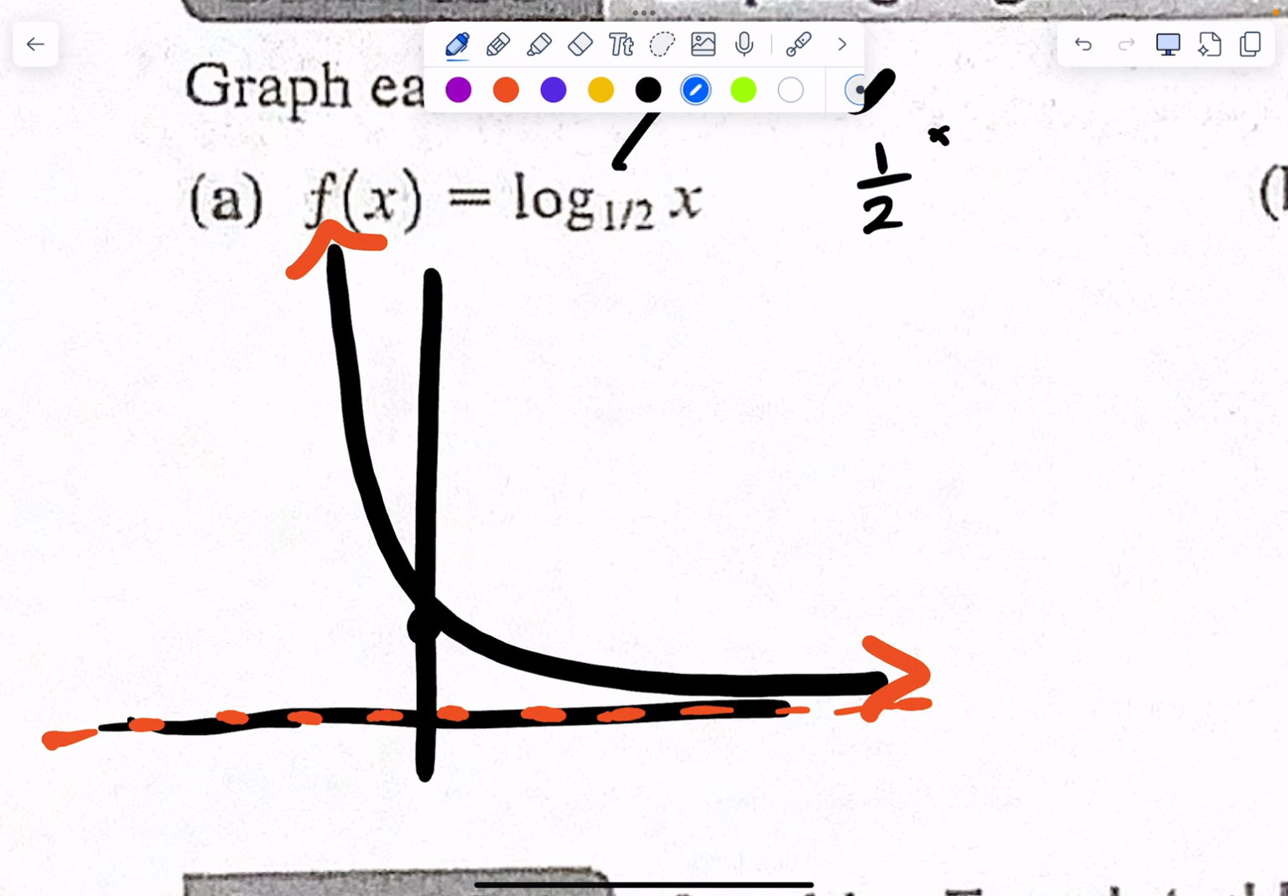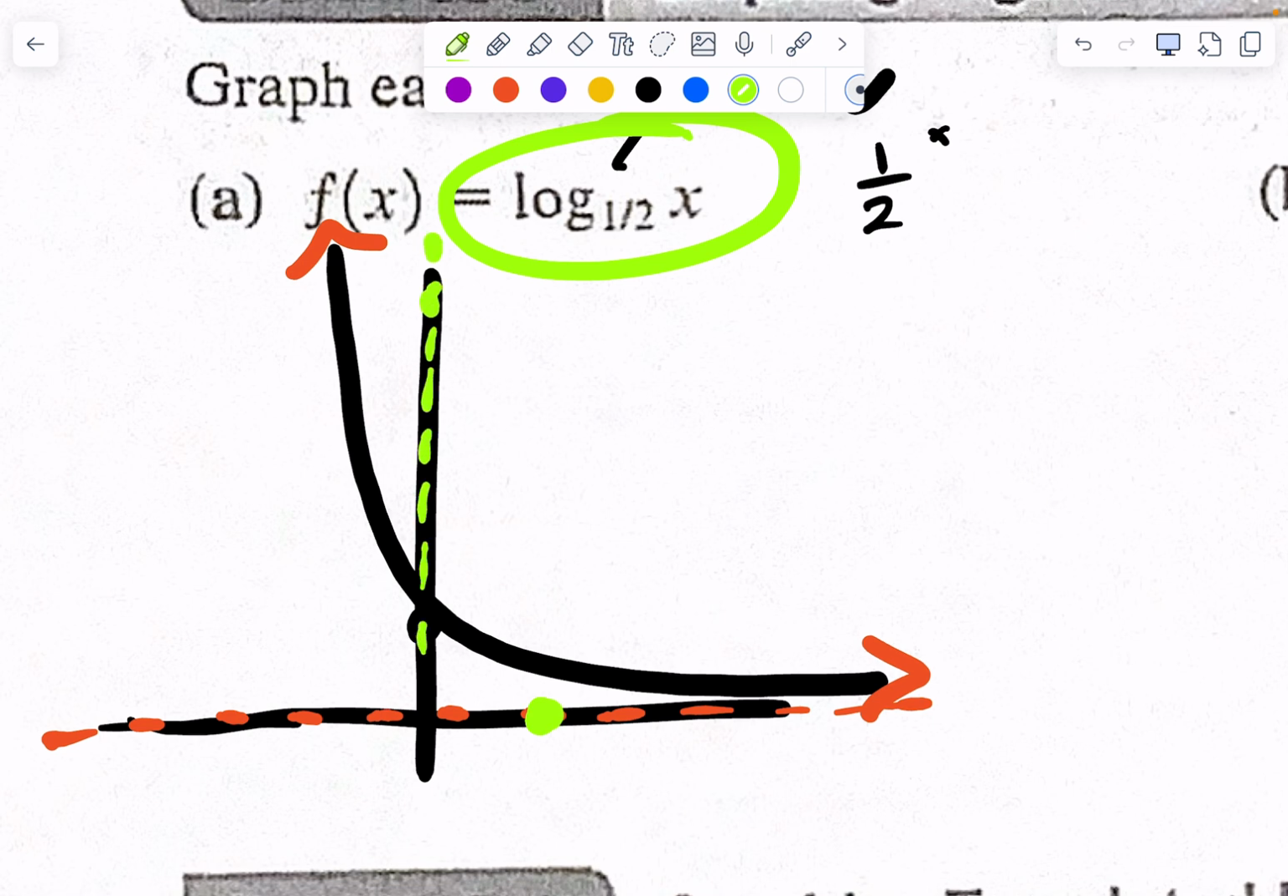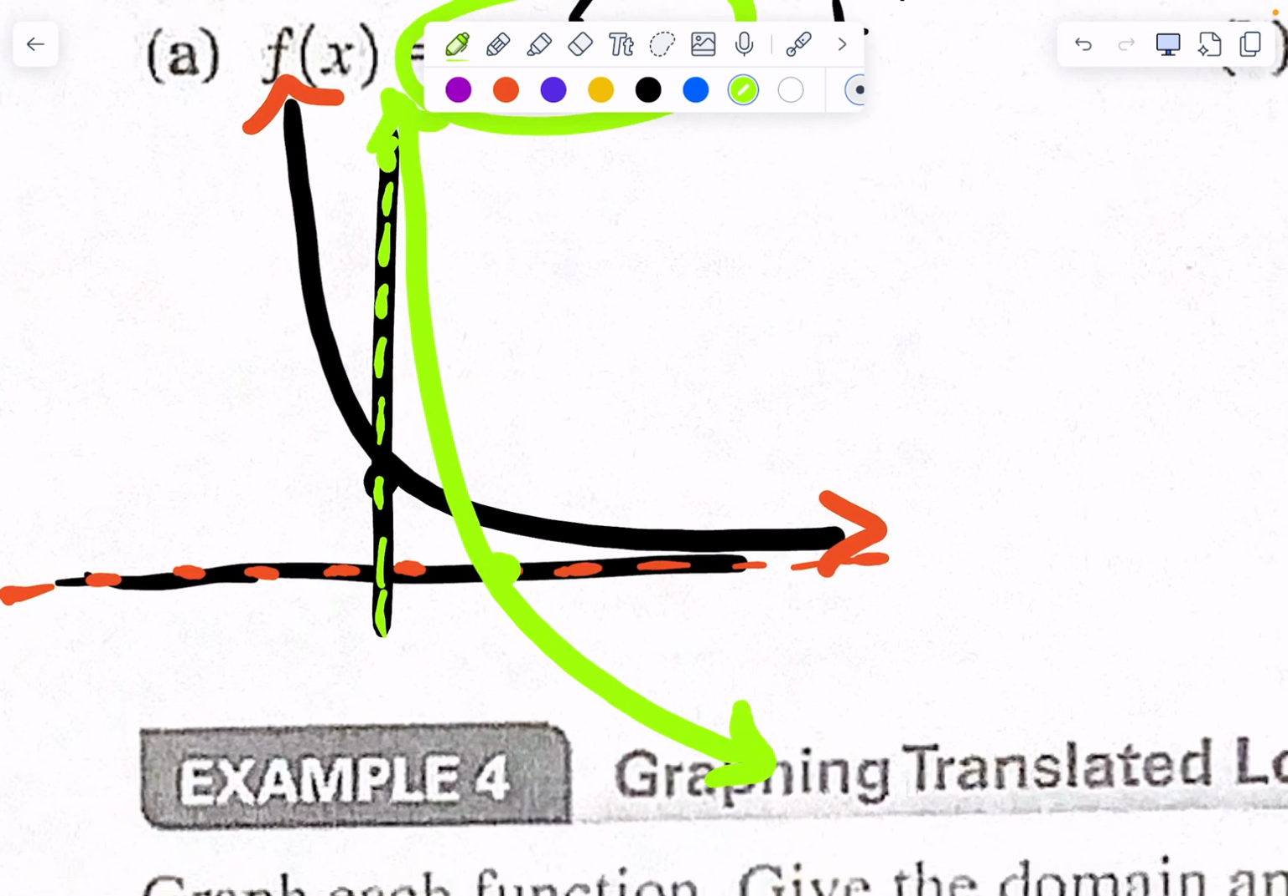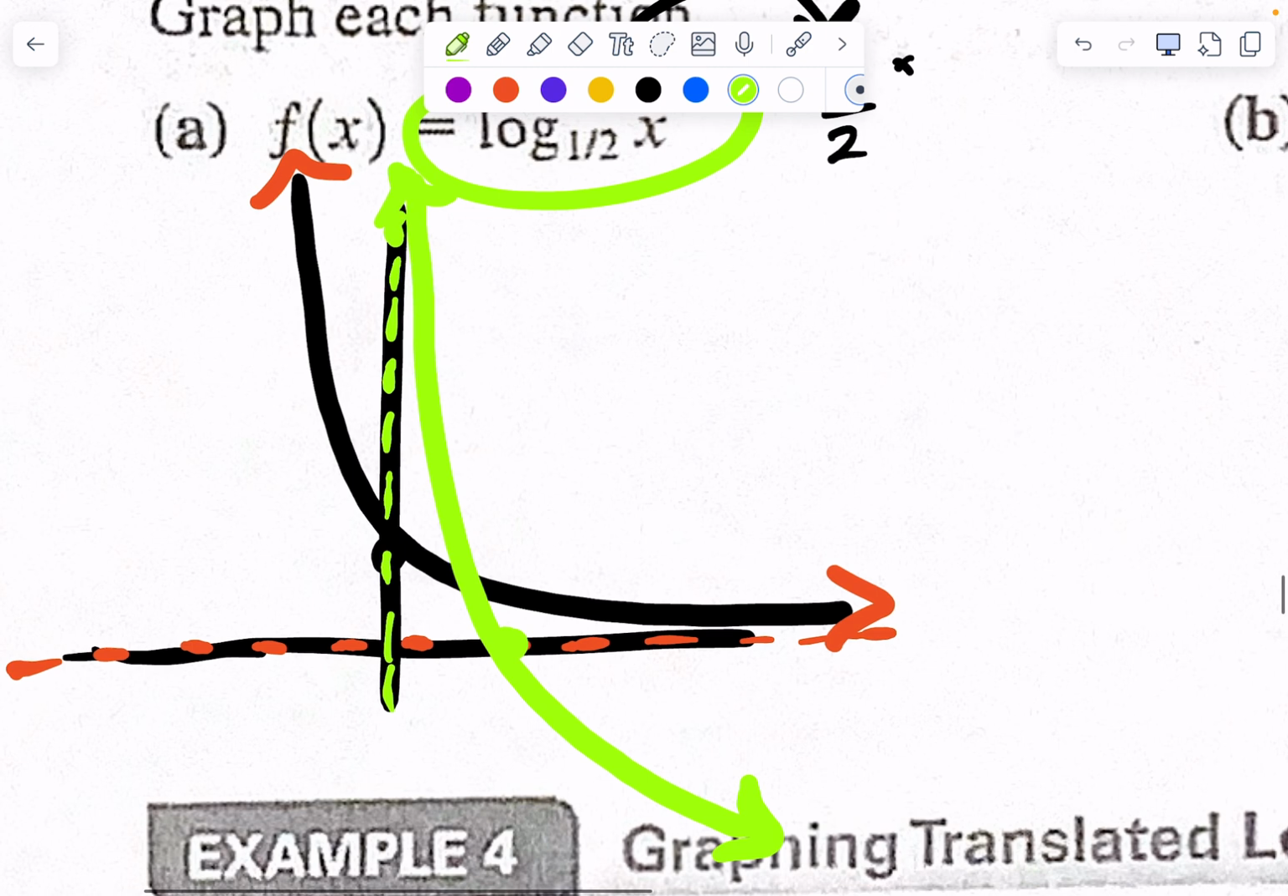The log function, log base 1/2, that's what we're trying to graph. I'm going to graph it in green. It's going to cross here at 1, 0, but it will have a vertical asymptote. It'll just get close here, and then it'll go like this, whoop, something like that. So the green one is the one that you want to graph.